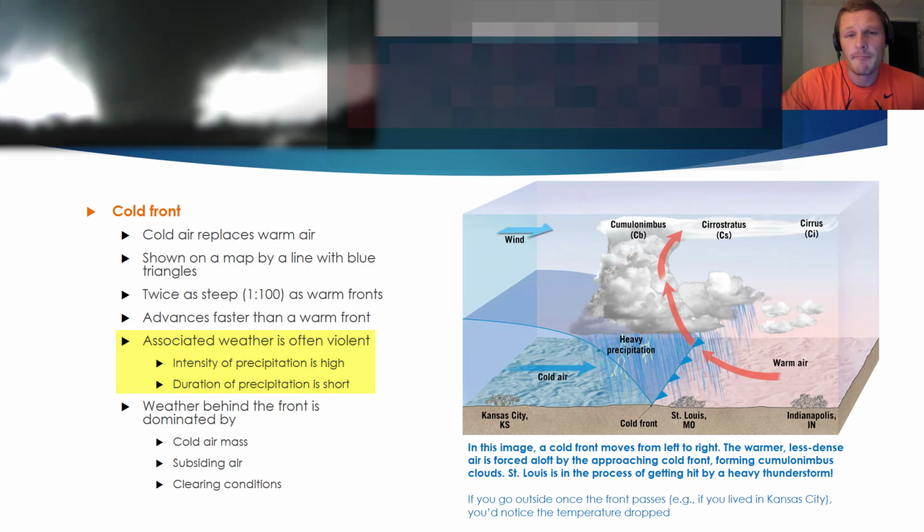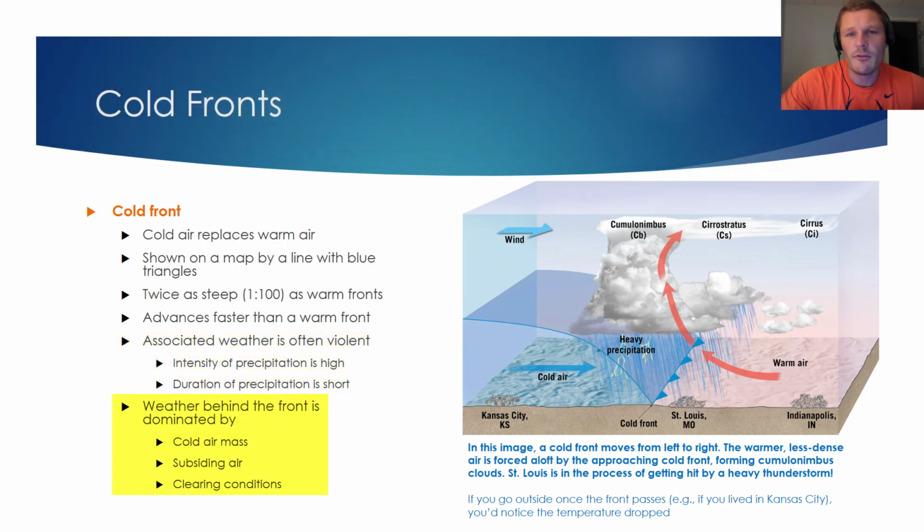not long-lasting. Now, after a cold front has advanced past your location, you'll probably notice a temperature drop, and then there will be subsiding air and clearing conditions. Now, just as was the case with warm fronts, one of the first evidences you may see for an advancing cold front is cirrus clouds.